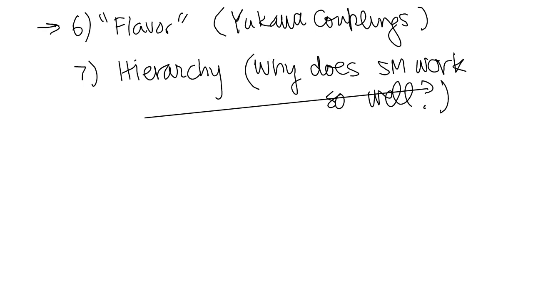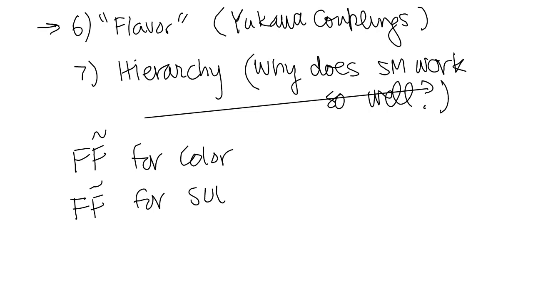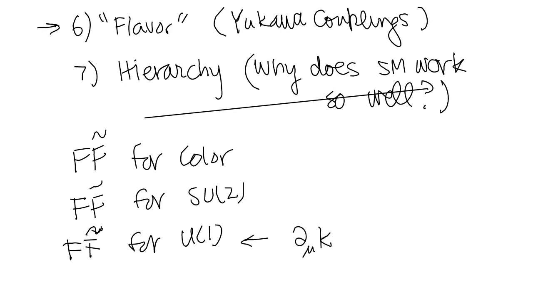Yes, I got it. So for the strong CP problem, we said that there's F F dual for color. And the question is, why is there no F F dual for SU(2)? And why is there no F F dual for the U(1)? Well, the answer is different for the two of them. For the U(1), 't Hooft showed that, well, in all cases, F F dual is a total derivative.